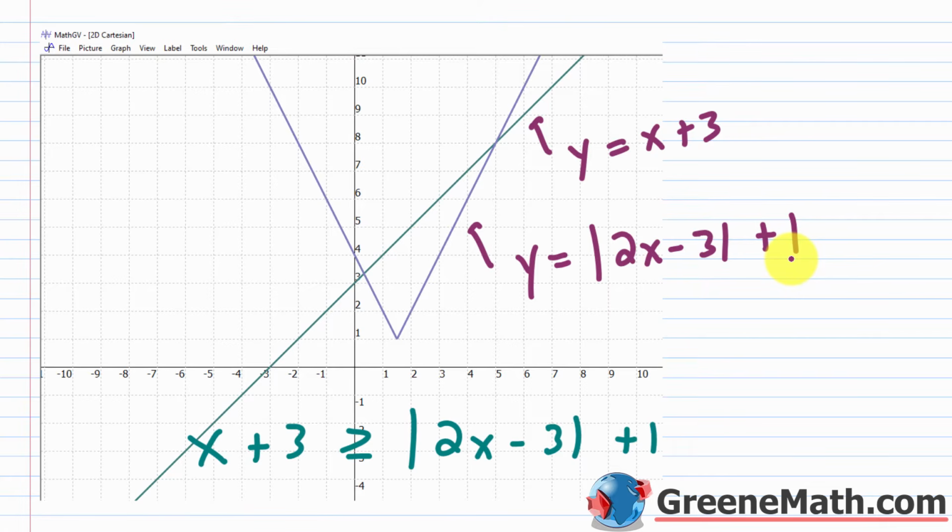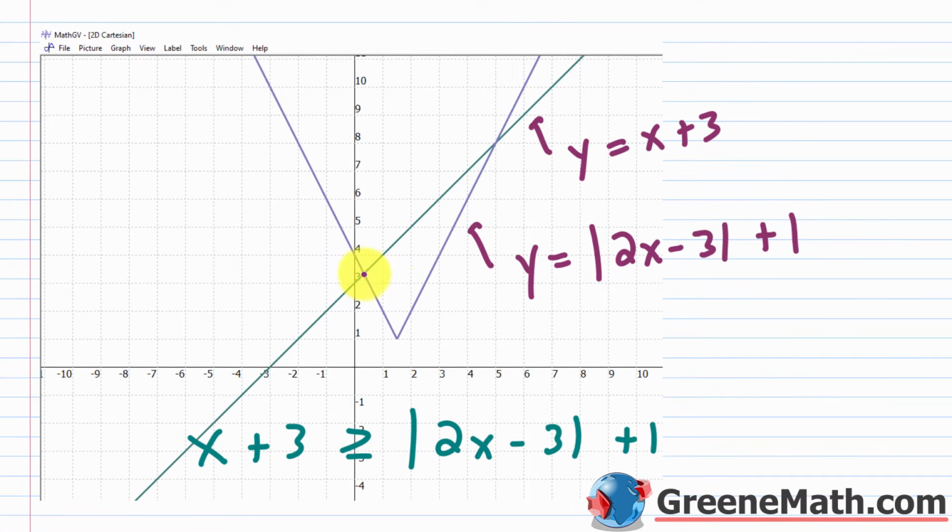We'll talk about how to graph this stuff later on in the course. But I just want you to see that basically I'm asking, where is this y equals x plus 3, this green graph, above or equal to this other one, y equals the absolute value of 2x minus 3 plus 1, this purple graph?